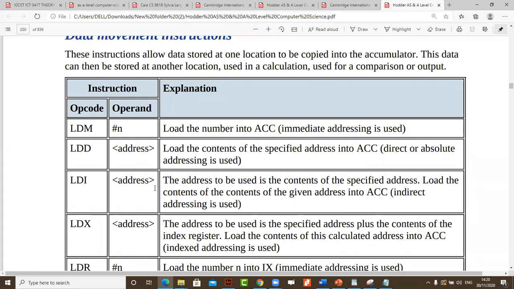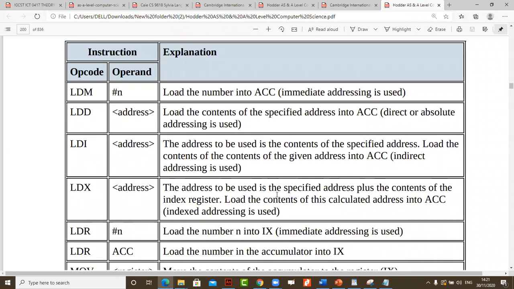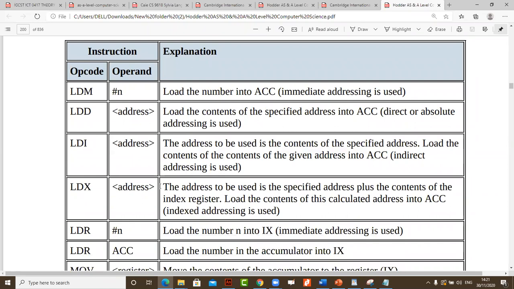Then you have LDI. The address to be used is the content of the specific address; it loads the contents of the given address into the accumulator. ये सारे भी हम पास करेंगे, उसमें आप clear हो जाएगा. LDX: the address to be used is the specific address plus the content of the index register; load the content of this calculated address into the ACC.